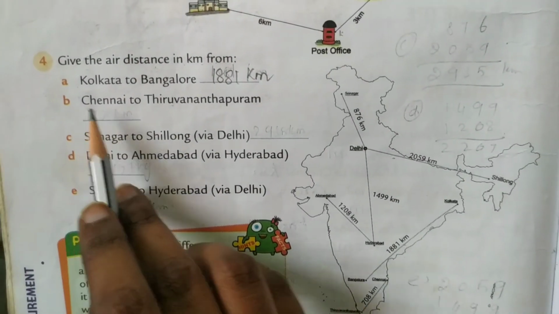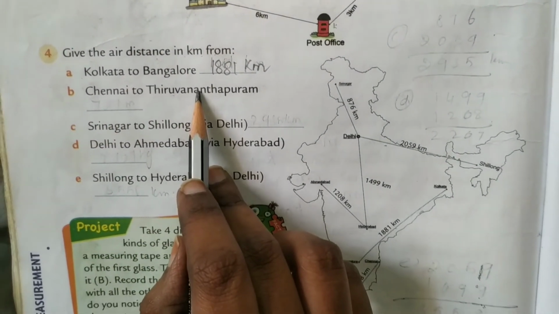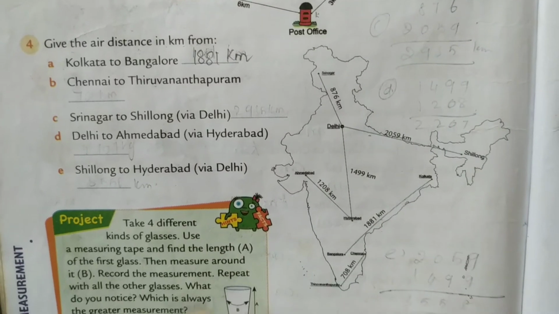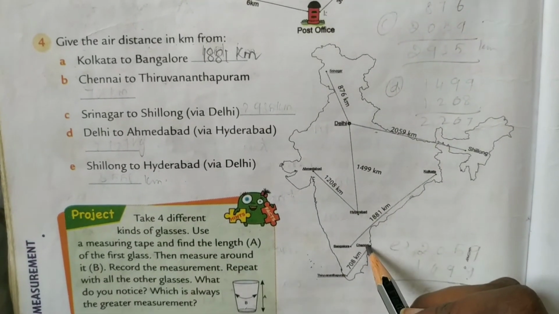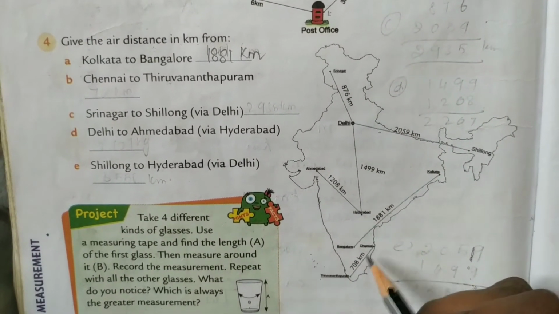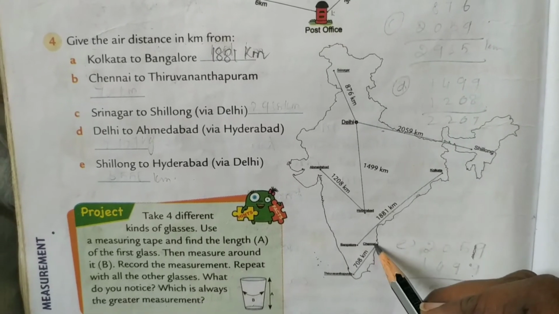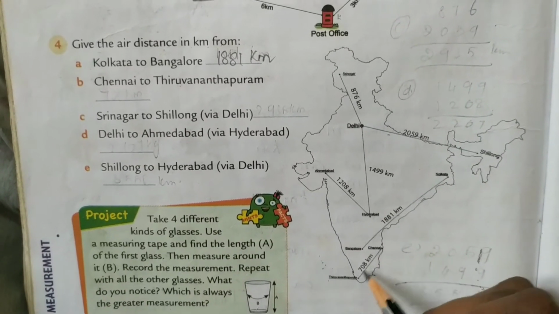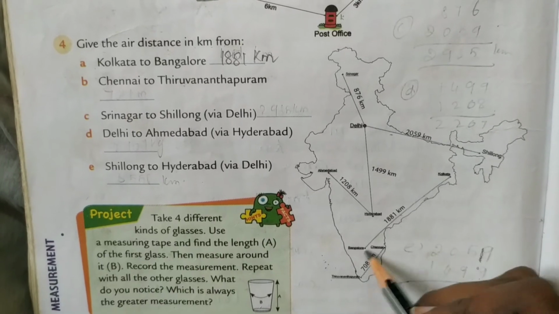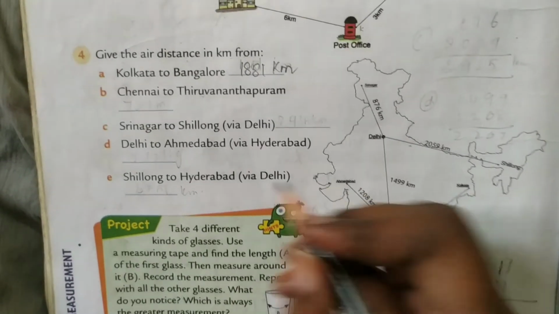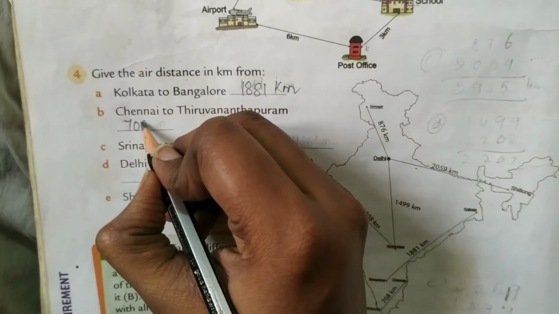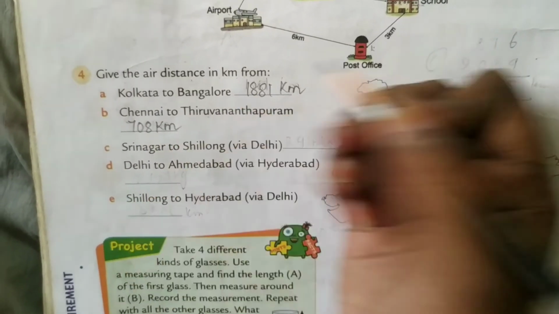So B question, Chennai to Thiruvananthapuram. So where is Chennai? Yes, Chennai is here. And where is Thiruvananthapuram? Yes, Thiruvananthapuram is here. Again, a straight line is given. So this is the distance line, and the answer is given here. So 708 kilometers. So the direct answer is given. Just take and write the answer.